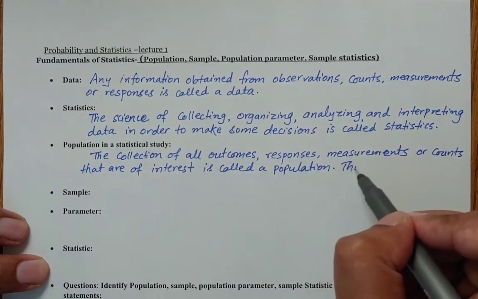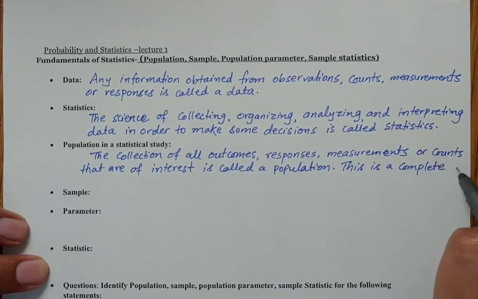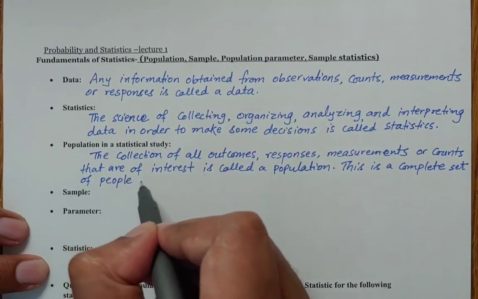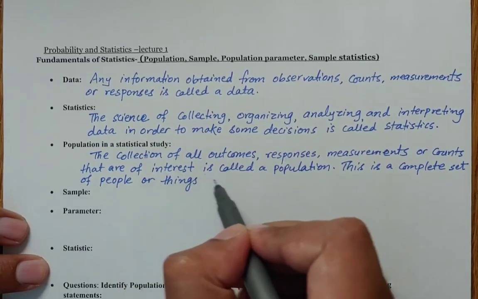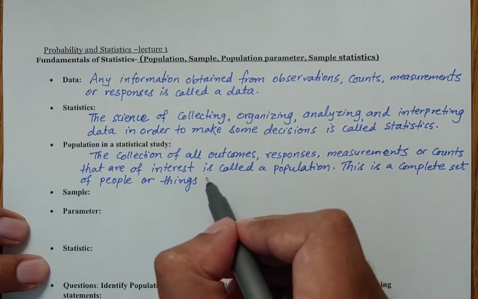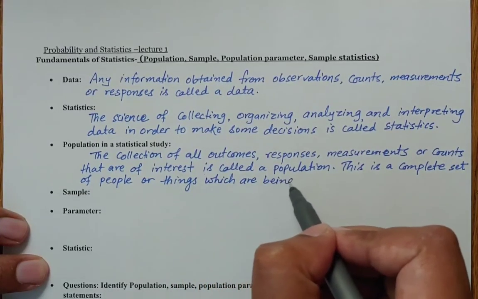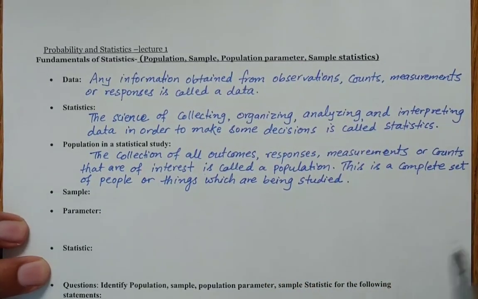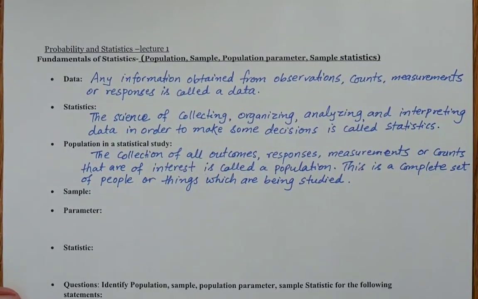This is a complete set of people or things which are being studied. So a complete set of people or things which are being studied is called a population.